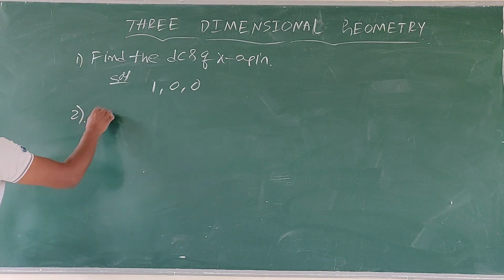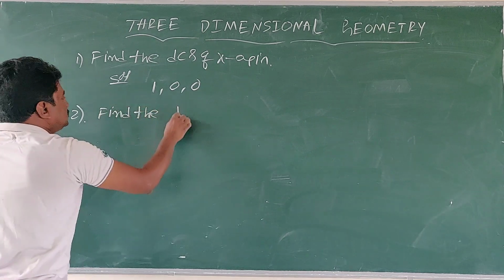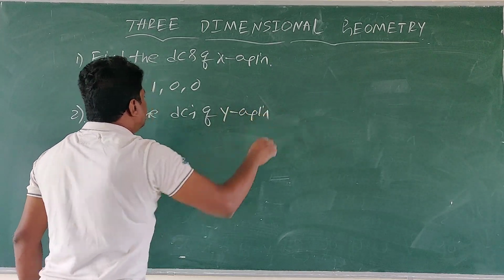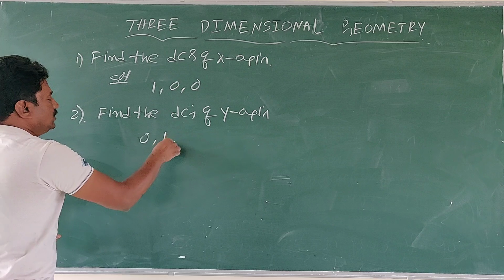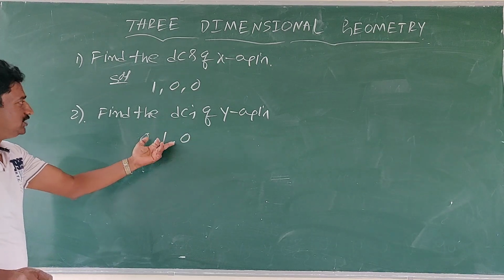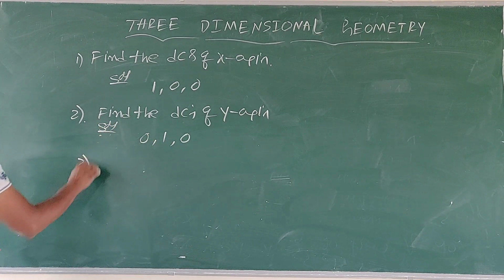Second one. Find the DCs of y-axis. Tell me DCs of y-axis, students. 0 1 0. What are the DCs of y-axis? 0 1 0. This answer is enough. Solution.